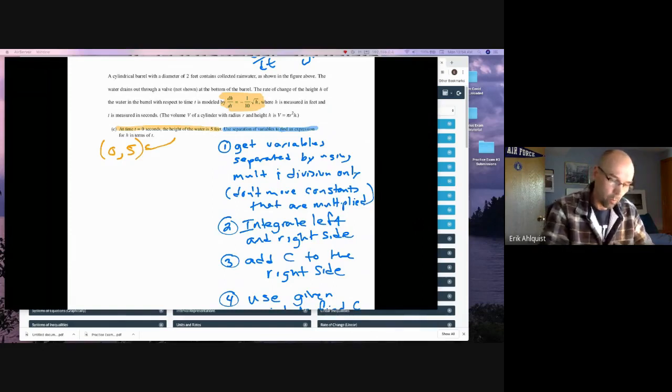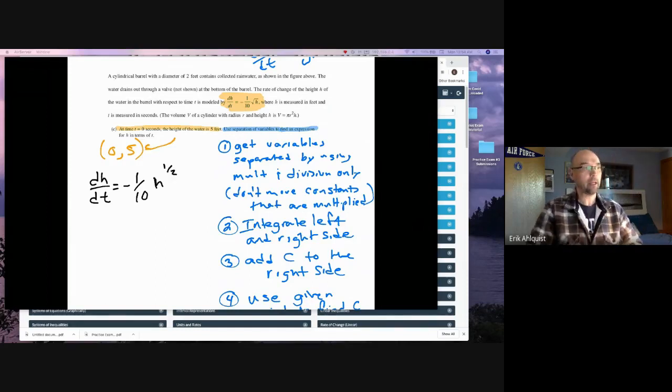Now, we're going to take this equation, dh/dt, which is -1/10, and I'm going to write this as h to the 1/2 because I'm going to have to integrate at some point in time, and so I want to make sure that I have it in a form that I can integrate.